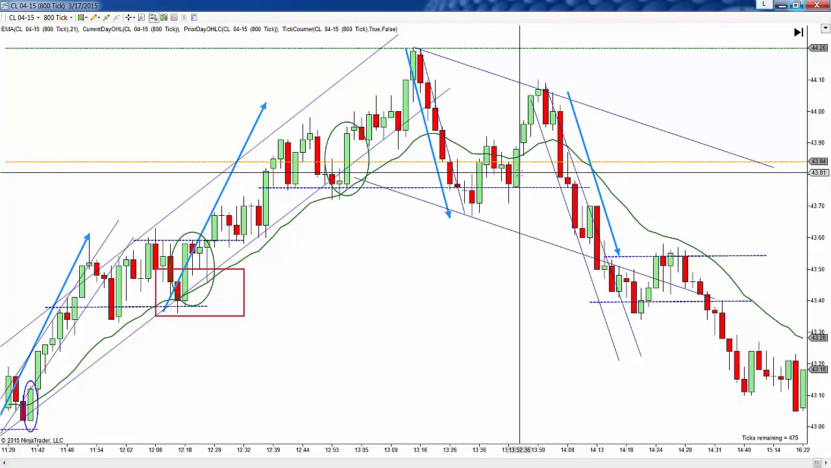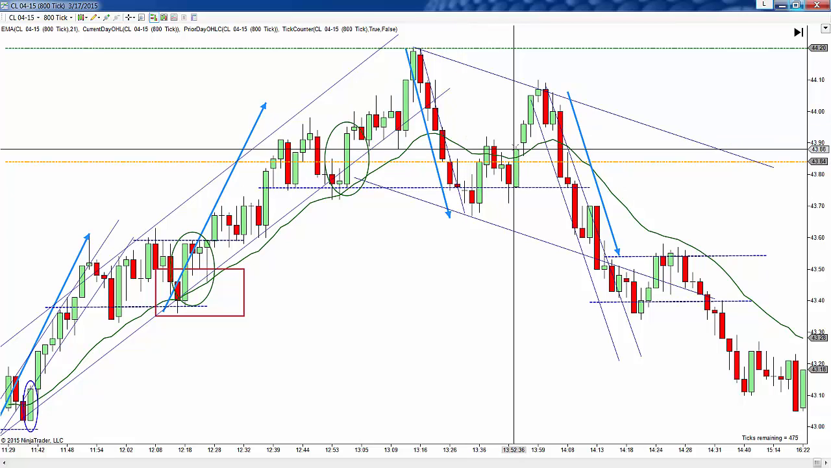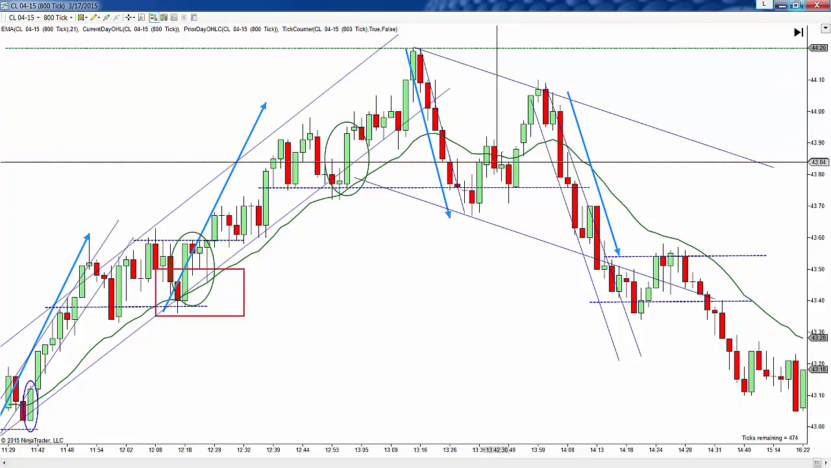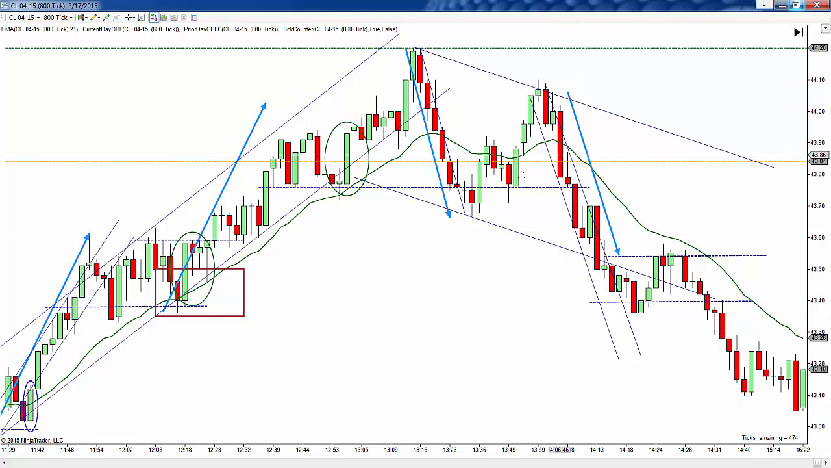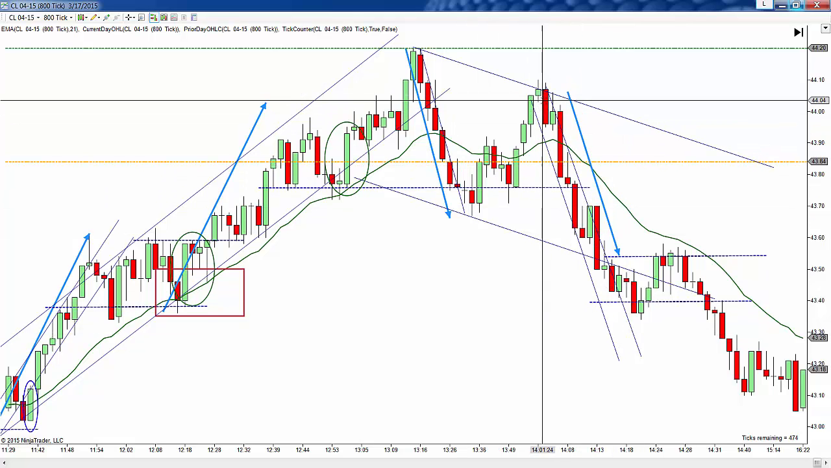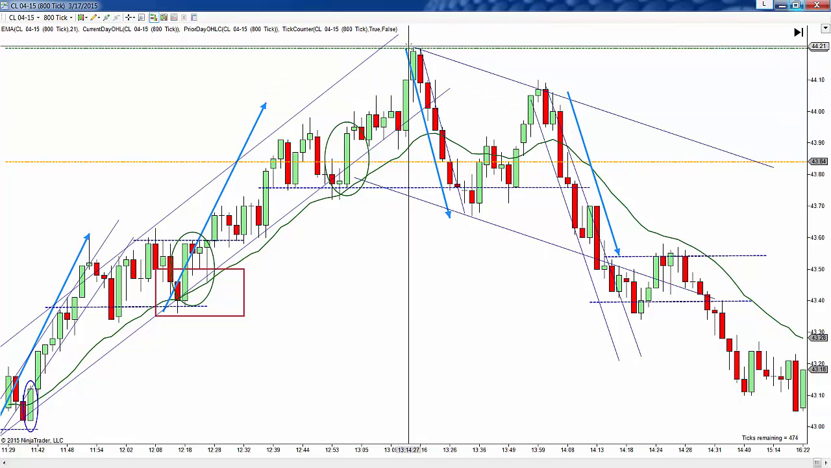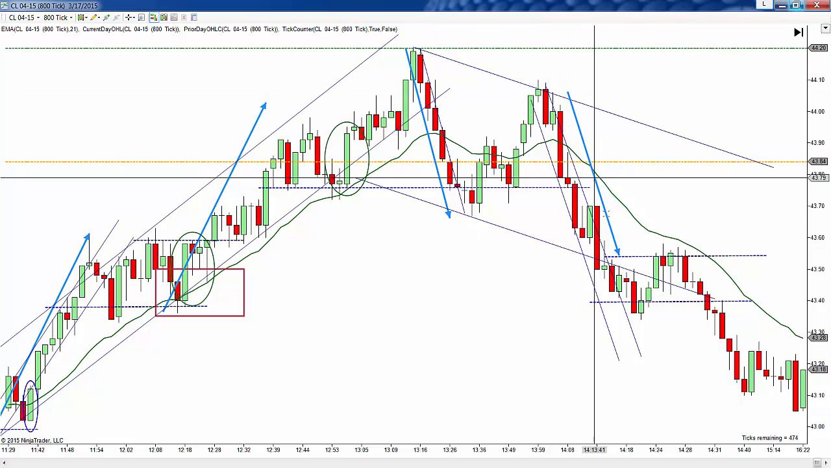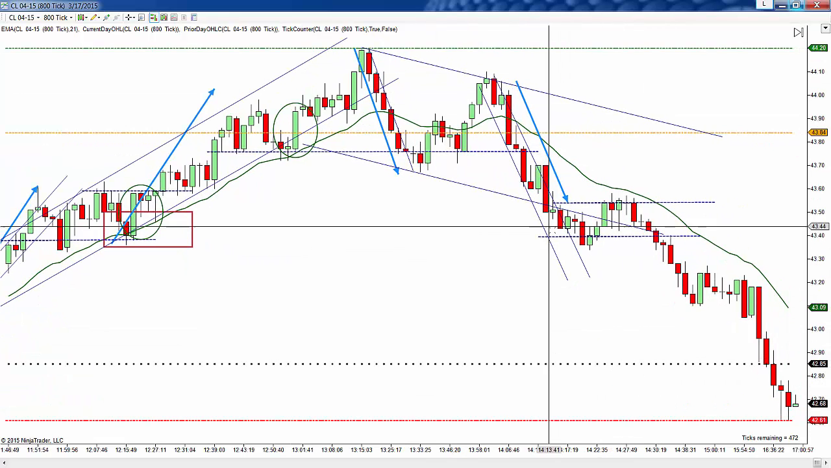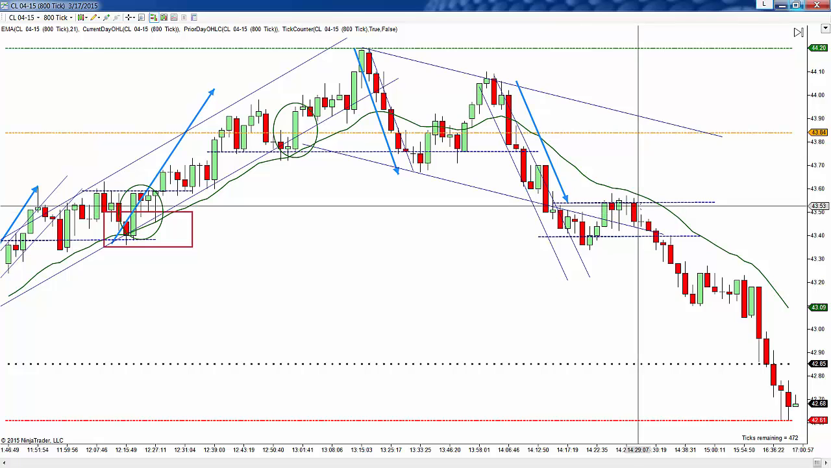So you have a first pullback, second pullback. The problem with this one, though, is because of this really strong move down, we might just fail off of this and move down. And that's essentially what it did, because now the measured move, when it got to this area, second entry short here, didn't quite test this overnight, didn't quite test the daily high, and then sold off from here. Again, price pulls back, attempts.